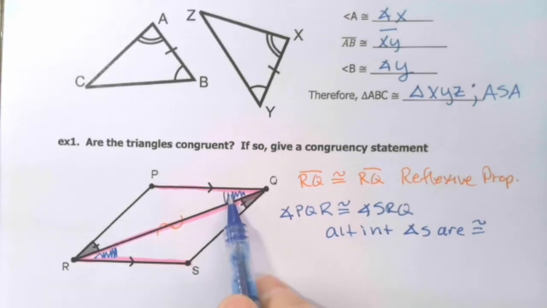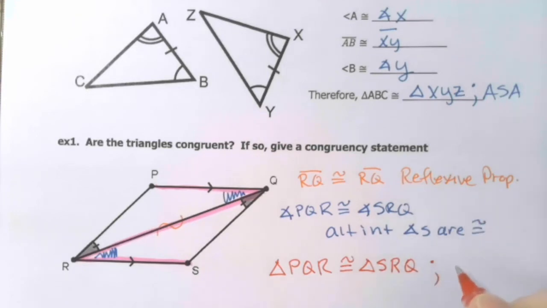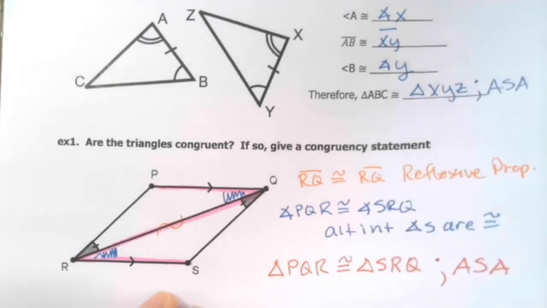So now we have an angle, a side, and an angle. We're ready for our statement, which is triangle PQR is congruent to triangle SRQ for the reason of angle, side, angle. See how that pulls together everything we've been learning? Reflexive property, parallel lines cut by a transversal. Great problem. Okay, flip the page.